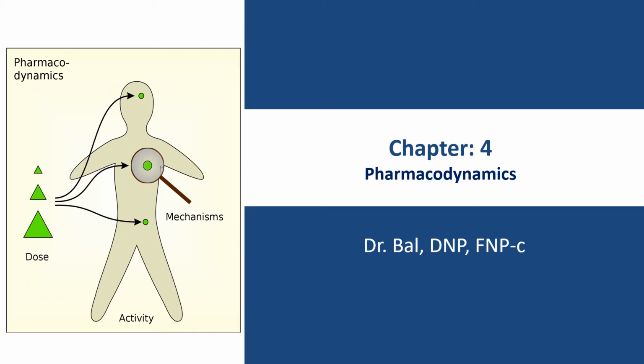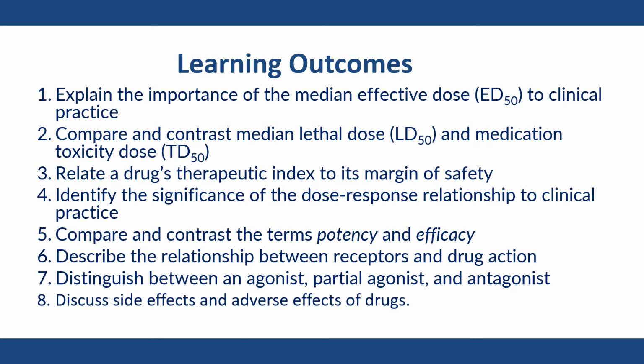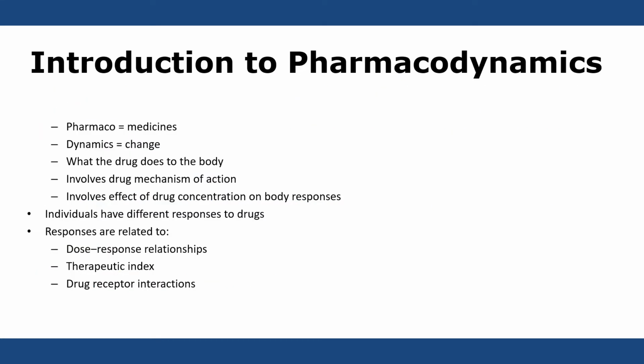We will talk about pharmacodynamics in this chapter. The term pharmacodynamics, again, the pharma means medicine or a drug, dynamics means a change. So in this chapter, we will talk about what the drug does to the body. So what are the changes? This explains the mechanism of action of the drug.